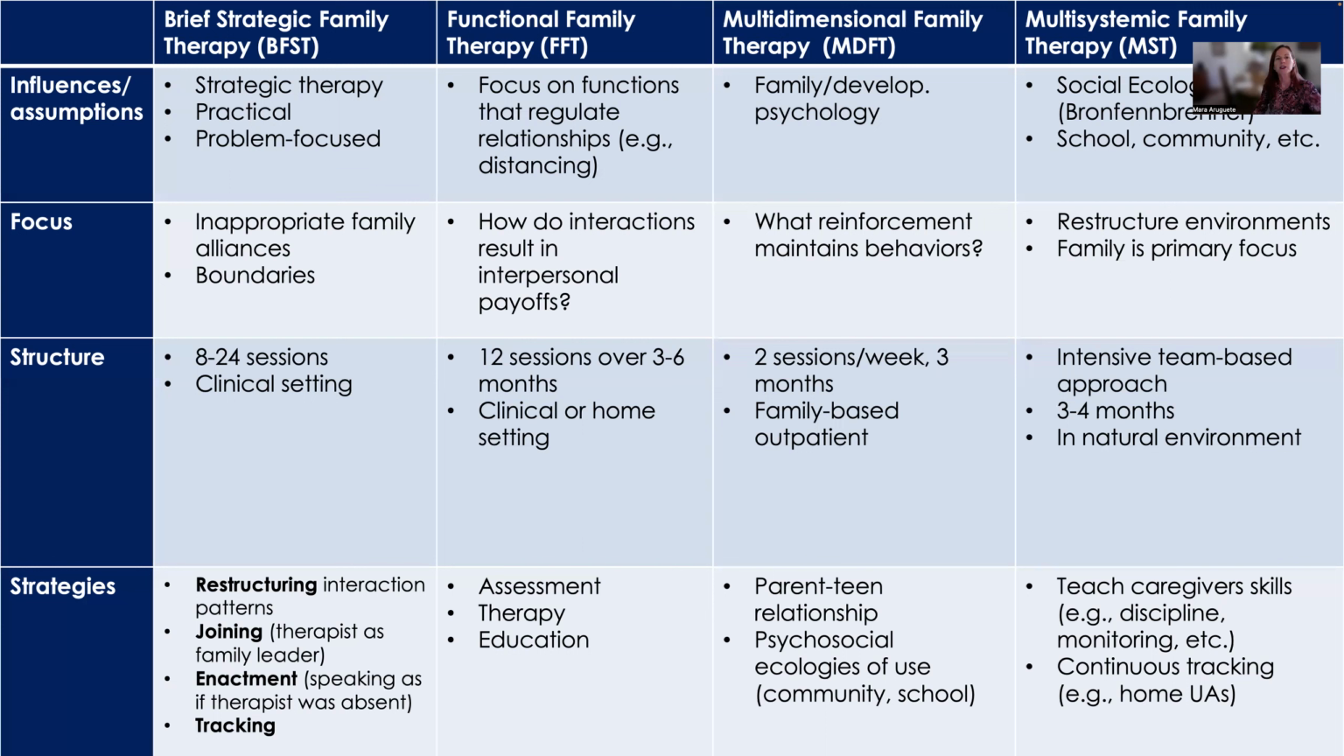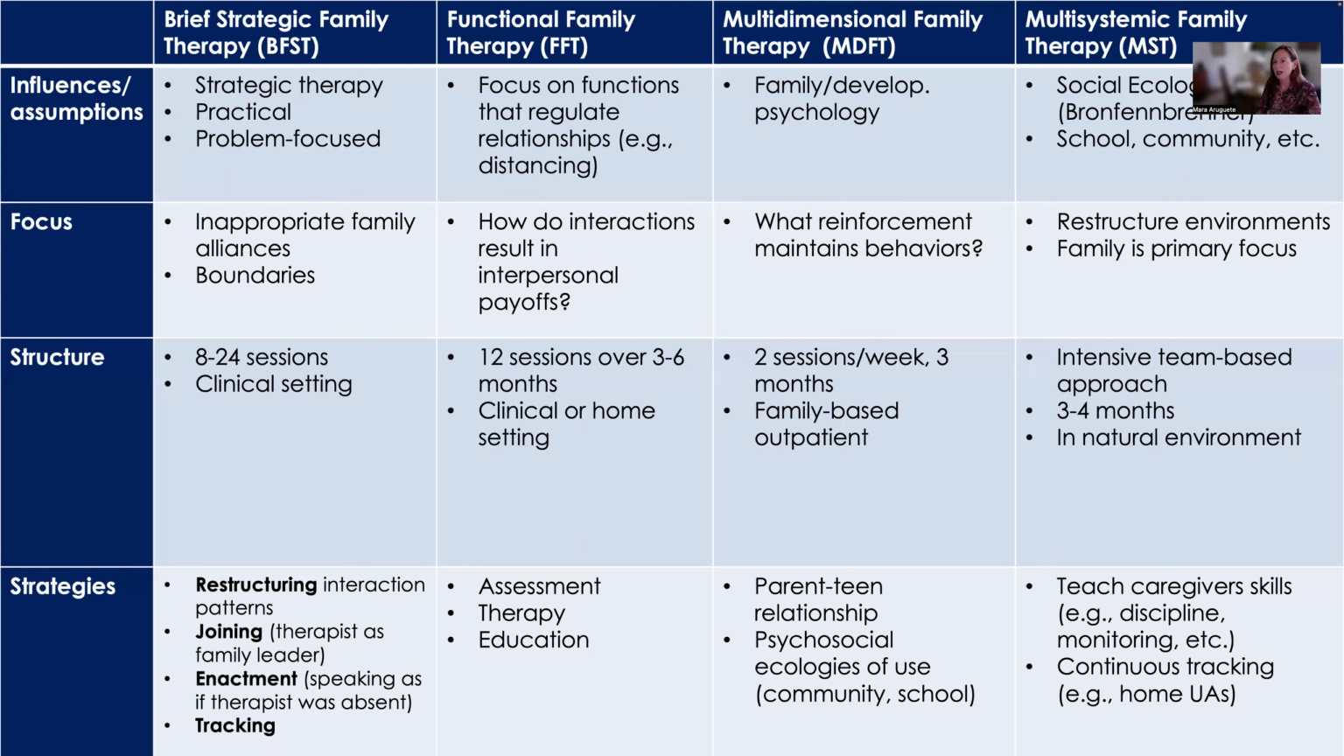Okay, let's go to functional family therapy. This is focusing on the functions that regulate the relationships. So, for example, these are kind of things like coping, distancing from a family member. What does that do? How does that regulate the relationship? How does that affect use? How do these interactions result in interpersonal payoffs?